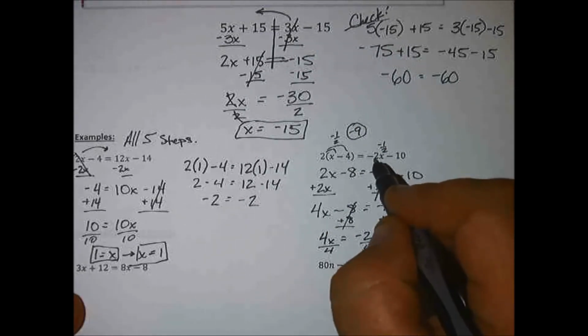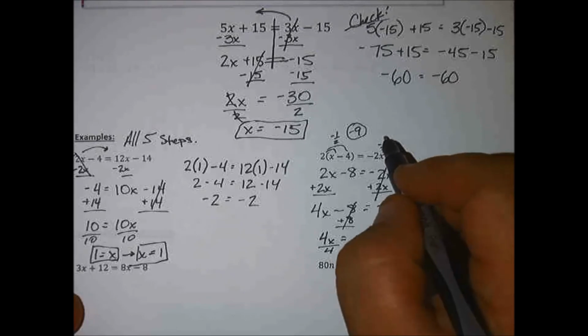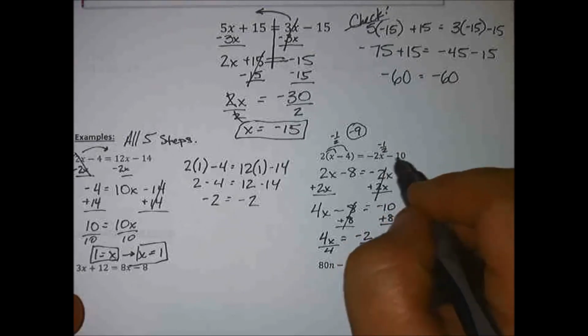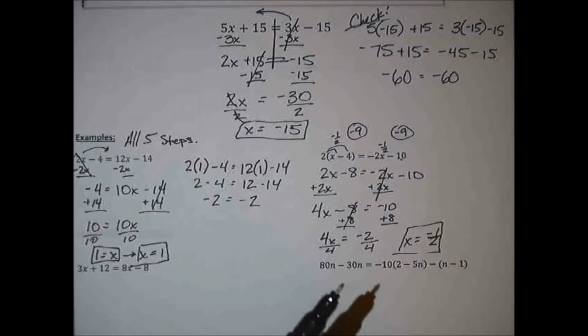Let's see what I get over here. Negative 2 times negative 1/2, that's going to be a positive 1. Positive 1 minus 10 is negative 9 over there. We are good to go.